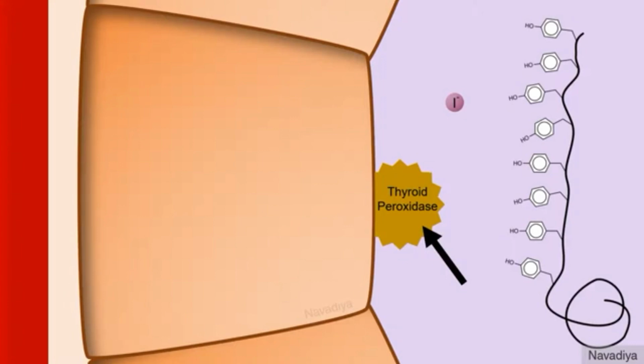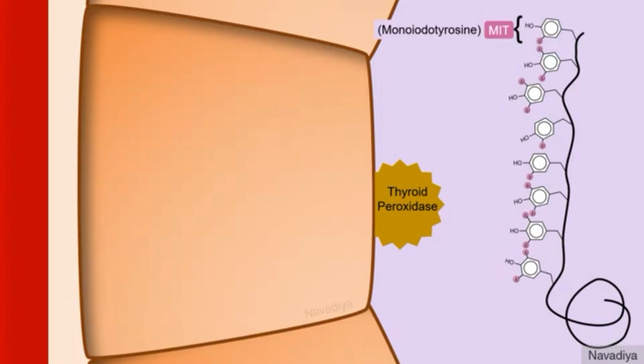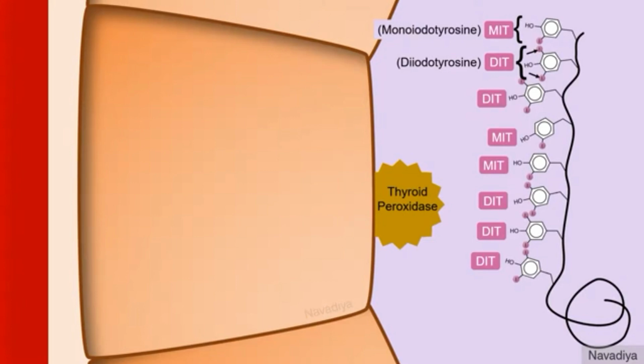Here it carries out several reactions. First, it catalyzes oxidation of iodide into iodine. This iodine then binds with tyrosine. This binding is also catalyzed by thyroperoxidase. Likewise, so many other tyrosine residues are also iodinated. This forms monoiodotyrosine, that is tyrosine with one iodine, and diiodotyrosine, that is tyrosine with two iodines. And these are more mono and diiodotyrosines.